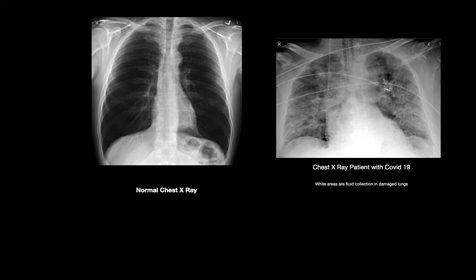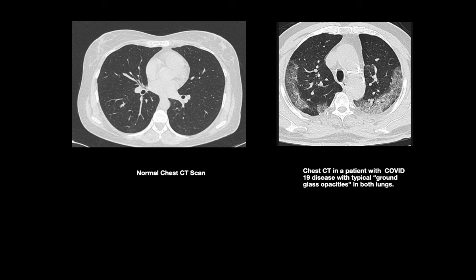Here is the result. It shows a normal chest X-ray with the dark appearing areas being air-filled alveoli. When attacked by the COVID-19 virus, the effects of the flood of inflammatory material are reflected by the white areas. A CT scan that is normal is seen on the right, and a chest CT which has a typical ground glass appearance, the white areas being the areas of damage by the COVID-19 virus.